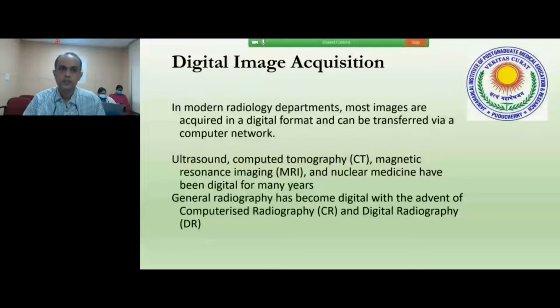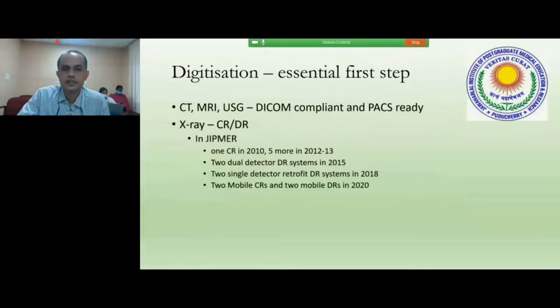Since digitization was the essential step, this was the first step that was done in JIPMER, and our CT, MRI, and ultrasound were DICOM compliant and PACS ready, and hence only the configuration was to be done, and they were readily communicating with the PACS. Whereas for X-rays, we were still using films, and PACS was installed, so we had to convert to CR and DR. We had one computerized radiography unit which was installed in 2010. We acquired 5 more in 2012 and 2013, and this made the radiography totally digital.